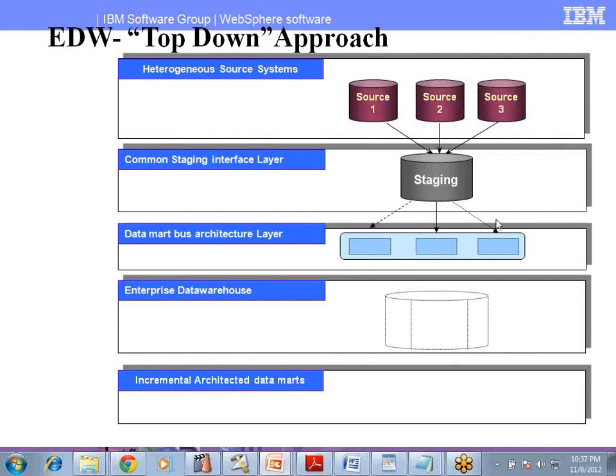Let me show you. Once we load the data into the data warehouse, we also finally create the data marts. So first we load data into the staging area, create the marts, and then load the data into the warehouse.